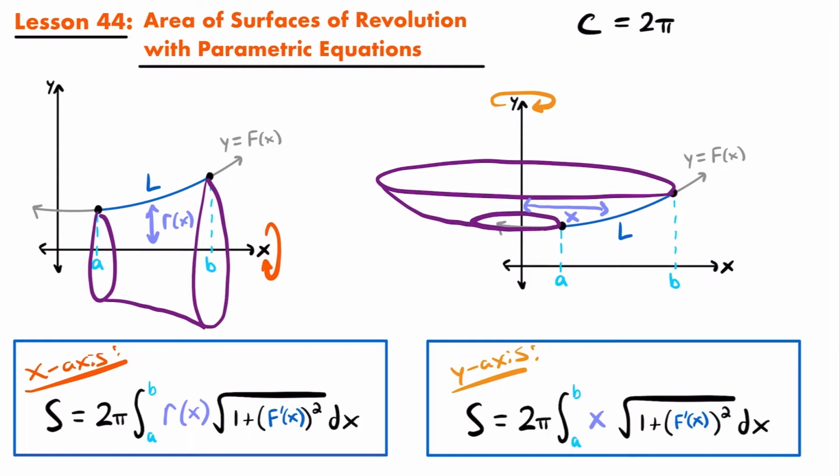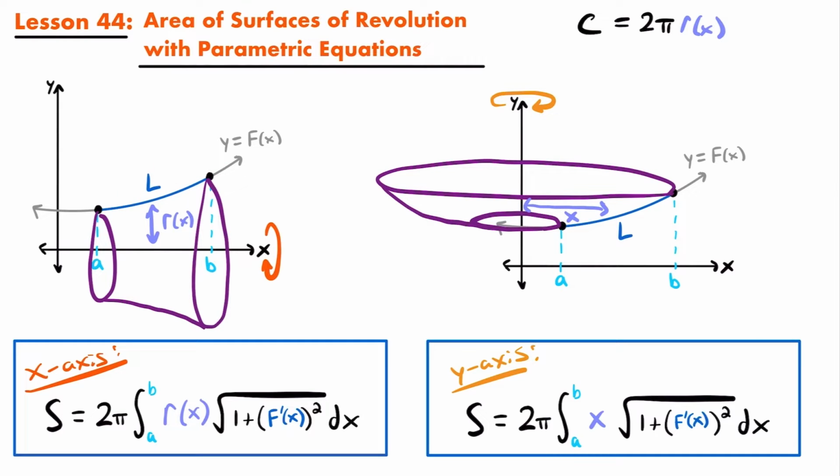So if I erase this, we'll have r of x. That would represent the circumference of any circle that is formed by revolving this curve around the x-axis. And then in order to find the area around the whole surface of revolution, we need to multiply the circumference of those circles by the length of this curve.